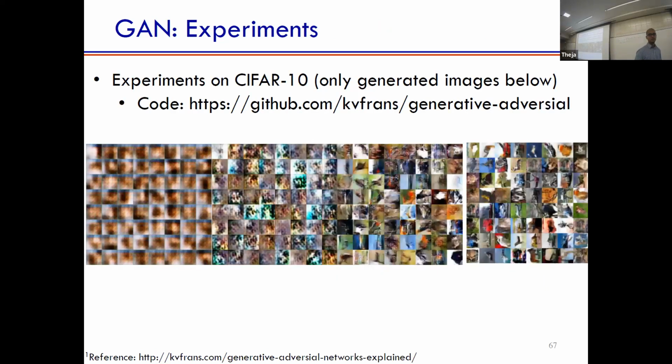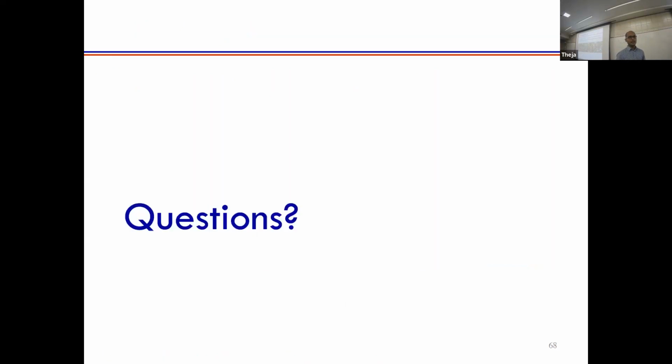And that's pretty much it for GANs. There are some experiments here where we show that as a function of training, you get more and more realistic images as you train more. That's pretty much it for GANs. So now what I want to do for a couple of minutes is compare VAEs and GANs in terms of pros and cons.